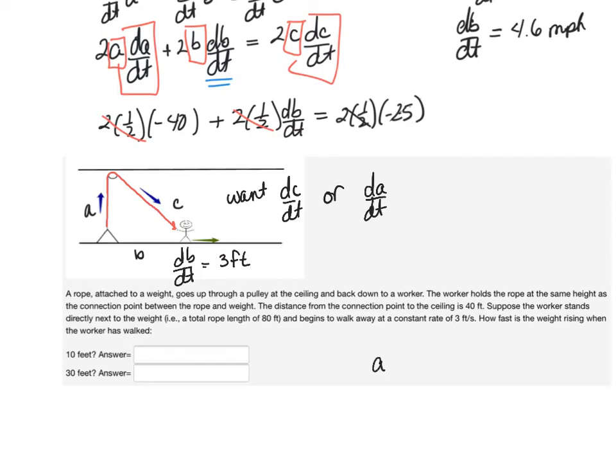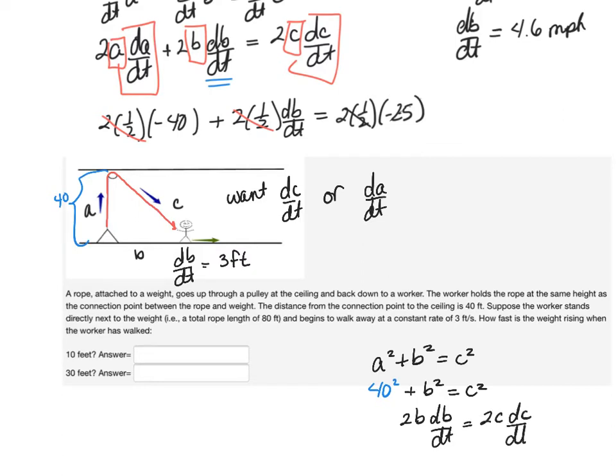We have a squared plus b squared is equal to c squared. Well, the height, this distance right here, is 40, and that's not going to change. So that's going to be 40 squared plus b squared is equal to c squared. Let's do the derivative. Since 40 is a constant, its derivative is 0. So I have 2b dB/dt is equal to 2c dc/dt.